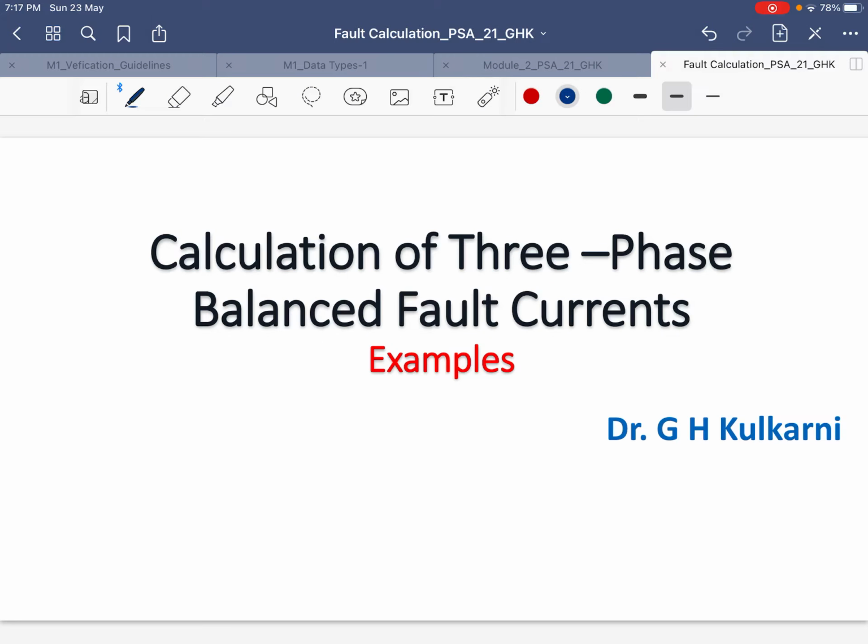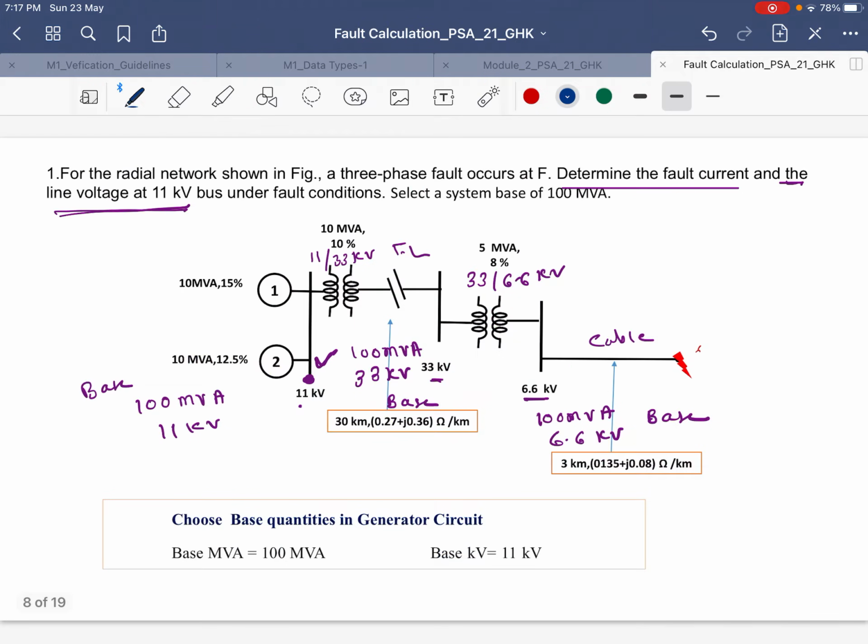Continuing with the examples on three-phase balanced fault. In the last session, we've seen one numerical that is on an unloaded system. This is the problem that was solved in the last session.